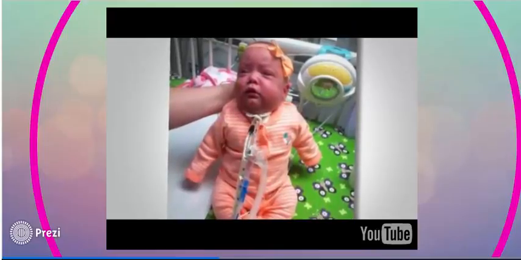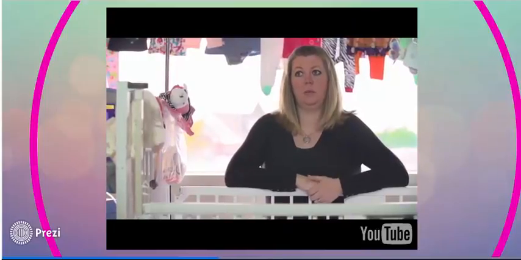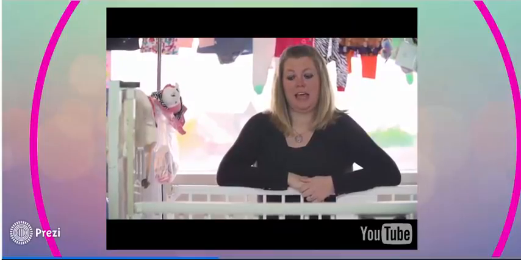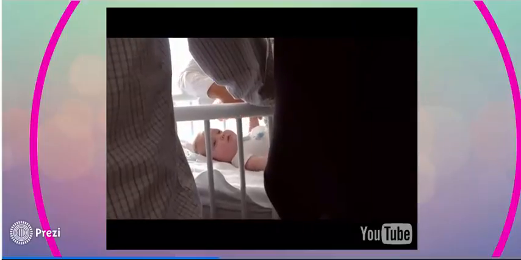When we came here, within just a few weeks, she was a completely different baby. She is the happiest baby now. She can breathe easy.